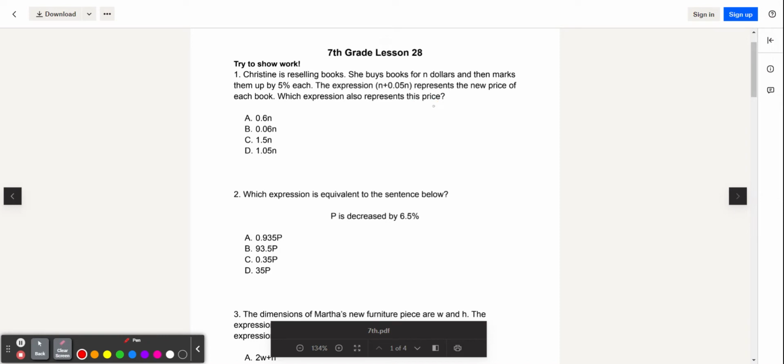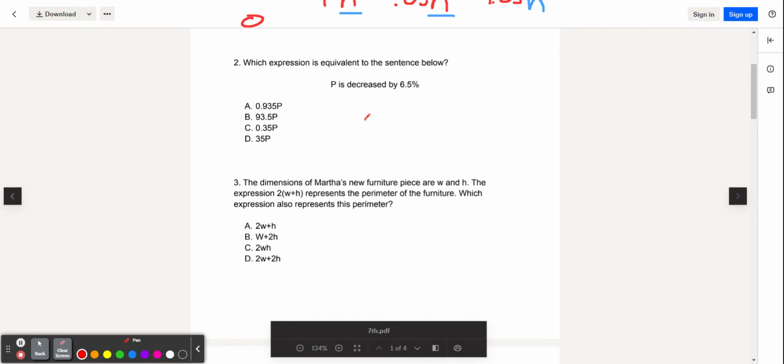So just like the past couple of worksheets, once again we are simply simplifying, and in this case, we add the coefficients. We are able to do this because both of them have the same base, n. So we write that base out, the same variable n, and then we add 1, the invisible 1, plus 0.05 to get 1.05n, which is D.